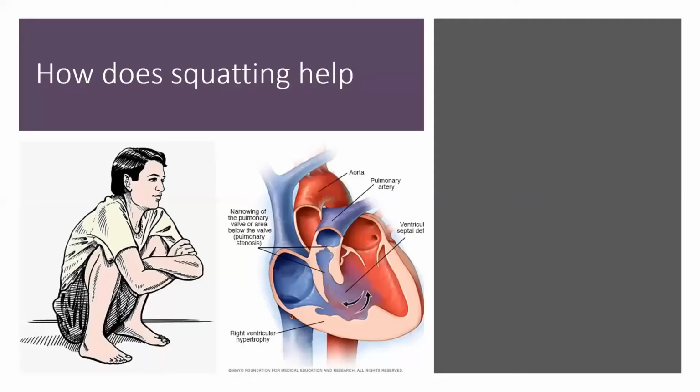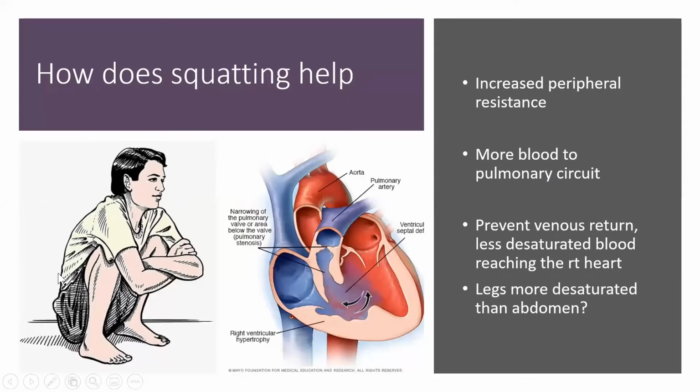Right. Now, this is how a person squats. Okay, a tetralogy of Fallot patient, whenever they get breathless, they sit down like that. Now, how does squatting help? What is the mechanism by which squatting helps? Now, look at this patient. When he is sitting down, what is he doing? He is folding up his legs. So what happens to peripheral arterial resistance? Peripheral arterial resistance increases, right?